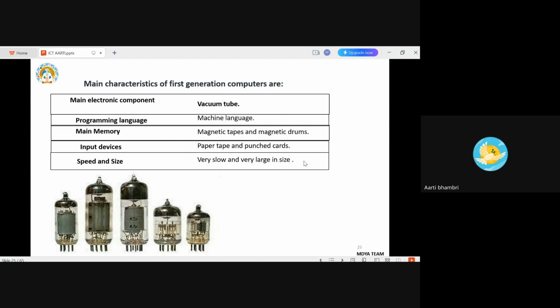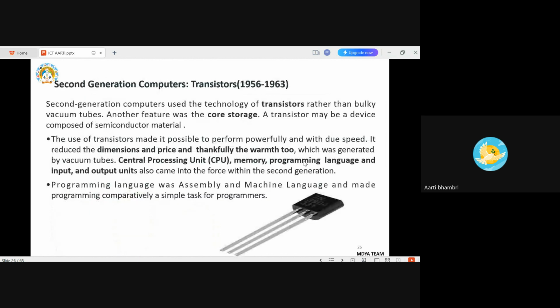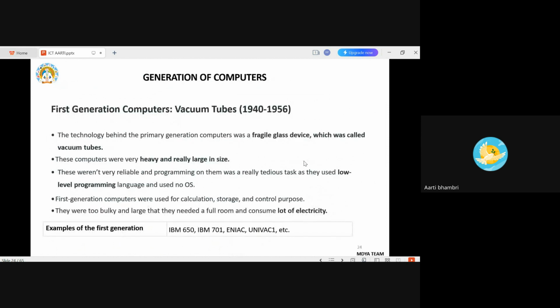Next, second generation computer. In the second generation there is a use of the transistor. Now the generation improves, and from vacuum tubes we come to transistors. The time period is 1956 to 1963, whereas for the first generation it was about 1942. This is an approximate time, not an accurate one. It can change in the exam, but it will be near about this time.